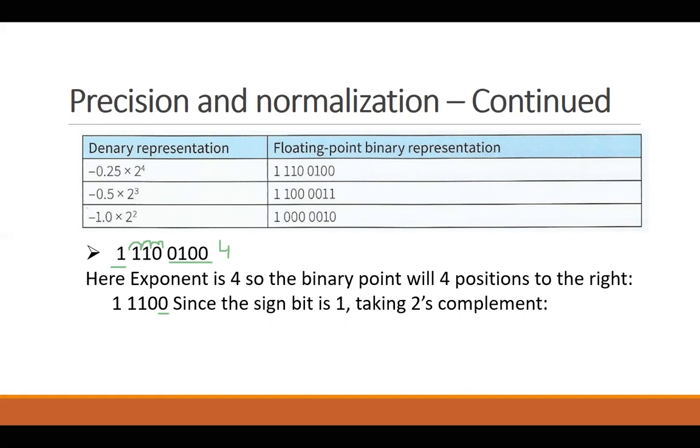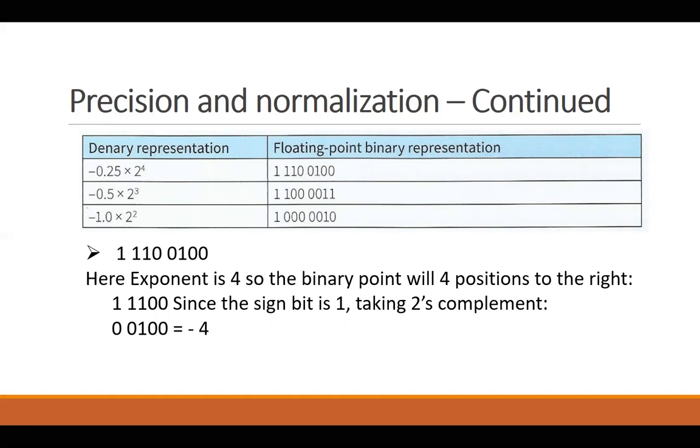But since the sign bit is 1, we would have to take a 2's complement of this value. So taking 2's complement, it would give us a negative 4. The minus sign is there because the MSB was 1, the value was negative.